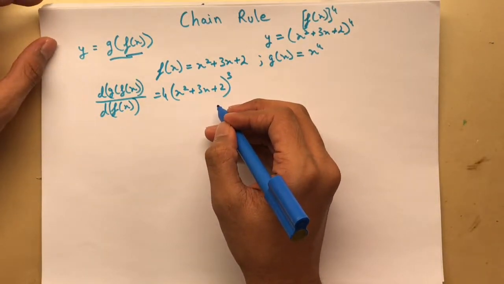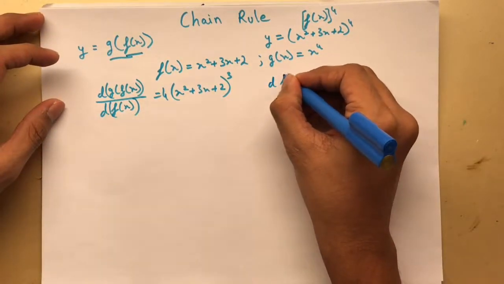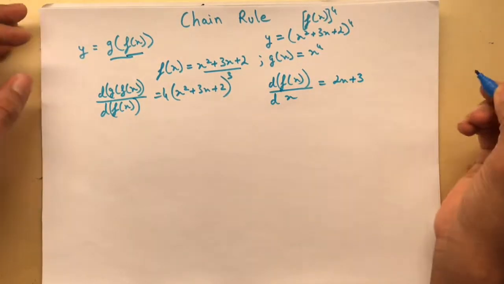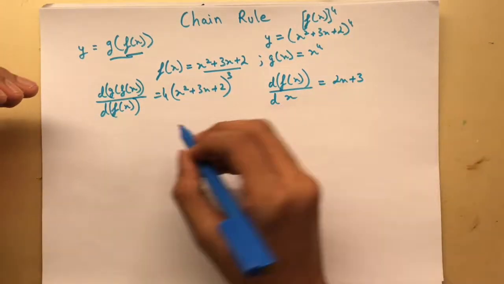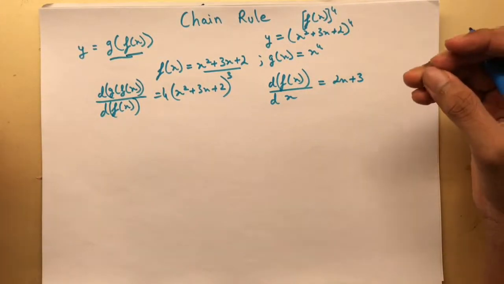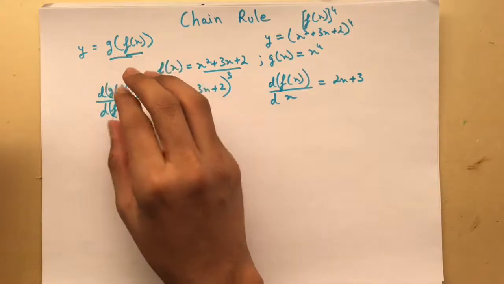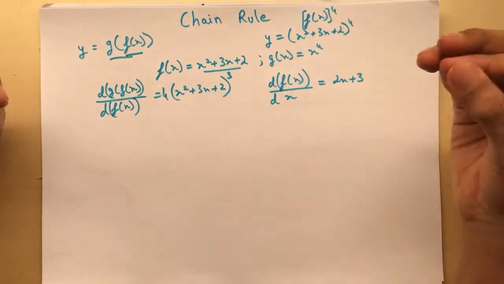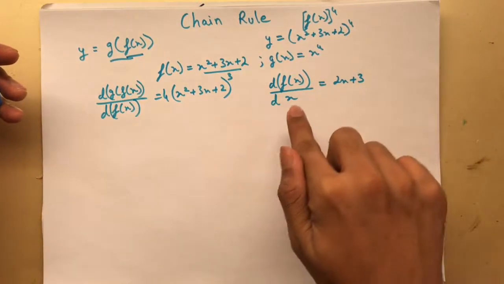And we can try and find the derivative of f of x with respect to x, which would be the derivative of this, essentially, which would be 2x plus 3. And if you think about it, by multiplying these two values, I should get the rate of change with respect to x. So if I multiply the rate of change of g of f of x with respect to f of x by the rate of change of f of x with respect to x, it is telling you how much g of f of x would change with respect to x.